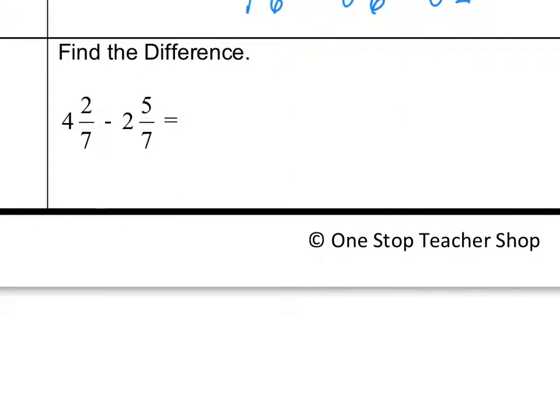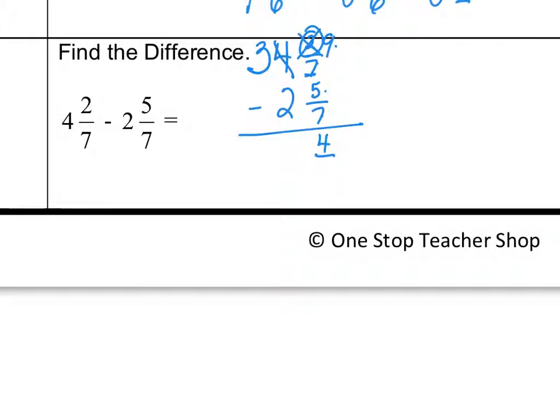All right, finding the difference. Let's write it vertically. 4 and 2 sevenths minus 2 and 5 sevenths. That's like saying 2 pieces minus 5 pieces. Can't do it. Let's borrow that whole. Now the whole is 7 sevenths. Let's add it to what we already had. So 7 sevenths plus 2 sevenths is 9 sevenths. Now I can subtract 9 sevenths minus 5 sevenths equals 4 sevenths.